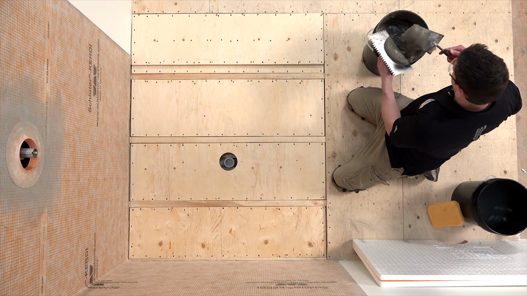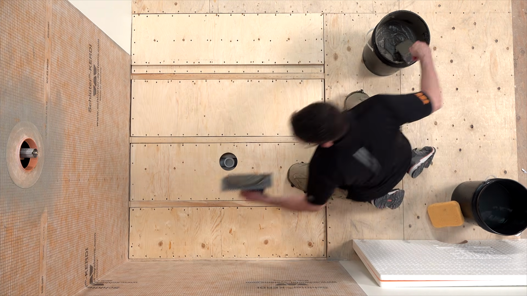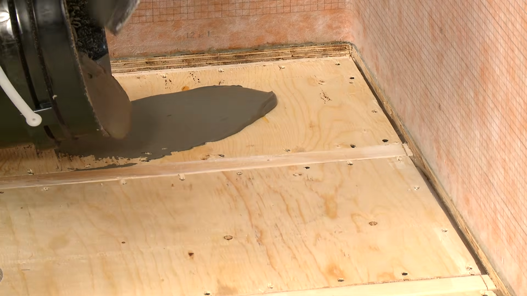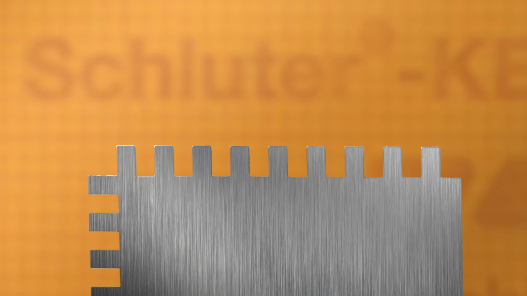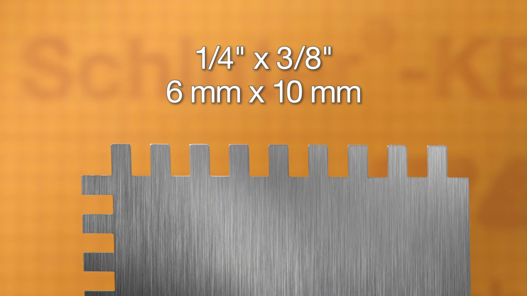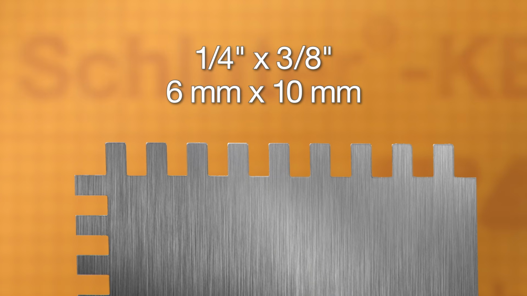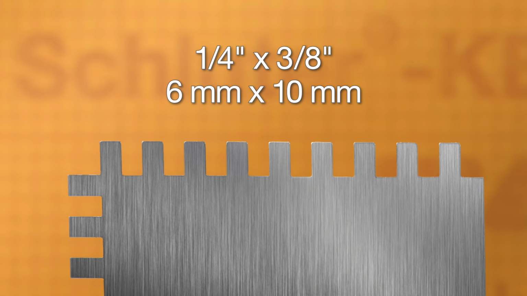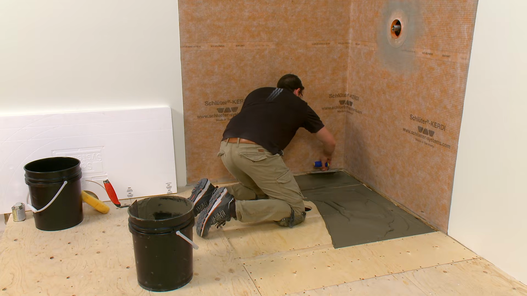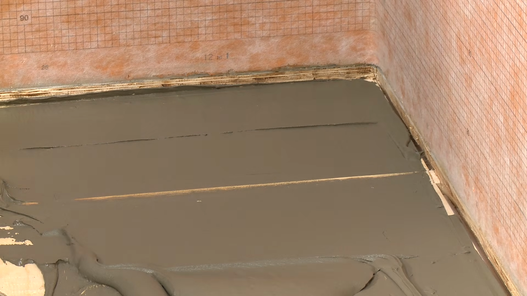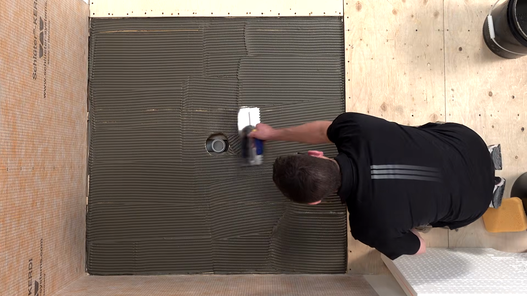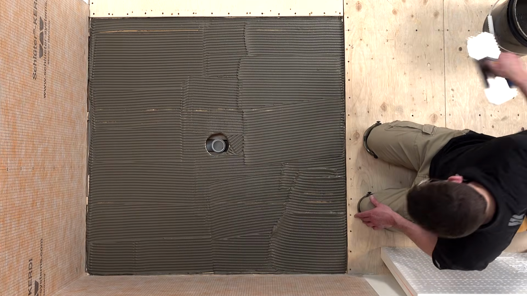The shower tray is installed using any of our Schluter thin-set mortars or an unmodified thin-set mortar. A 1/4 inch by 3/8 inch square or U-notch trowel is used to apply the mortar. Apply a thin layer of mortar to the subfloor with the flat side of the trowel, and then comb additional mortar using the notch side of the trowel.